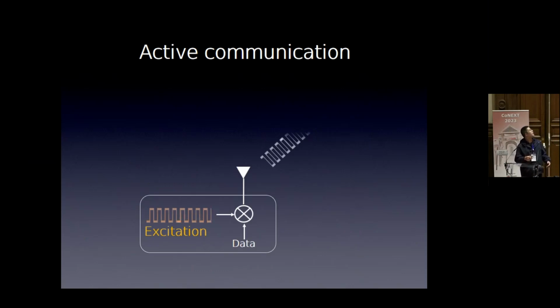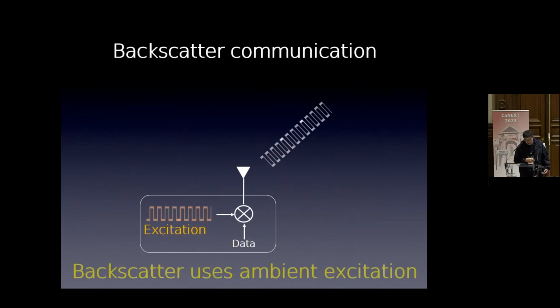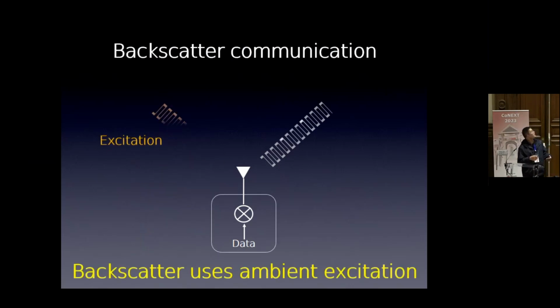So let's have a brief background of active communication. Before transmission, the data is mixed with an excitation. This internal excitation is power hungry. Therefore, backscatter technology shifts the excitation to the outside. It reflects the ambient signal and modulates data on it. Since it doesn't need to generate power-hungry excitations, it saves a lot of energy. This enables a battery-free design with energy harvesting techniques.